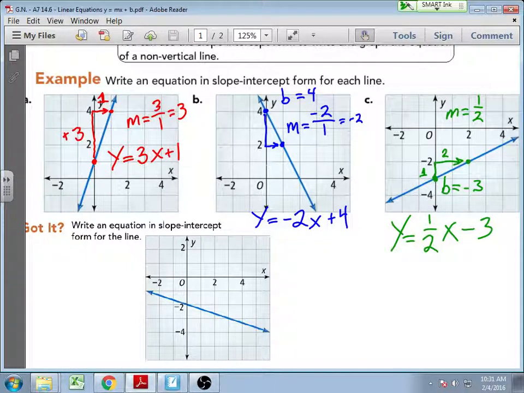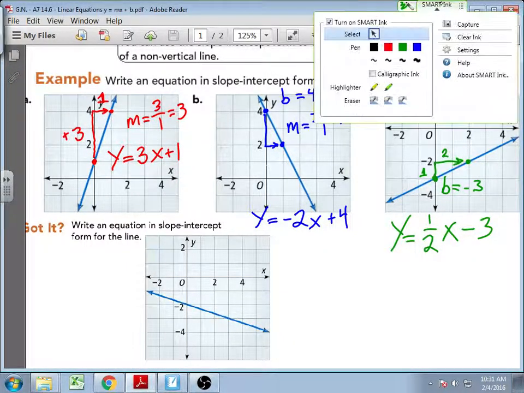Try the got it on your own. First, identify your y-intercept. Then figure out your rise and run, making your slope, and then put it into slope-intercept form.